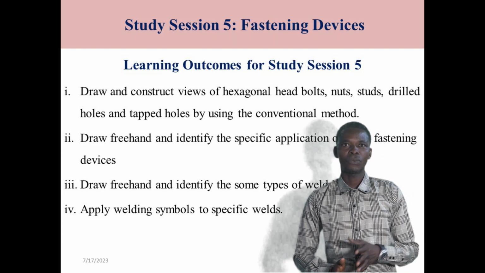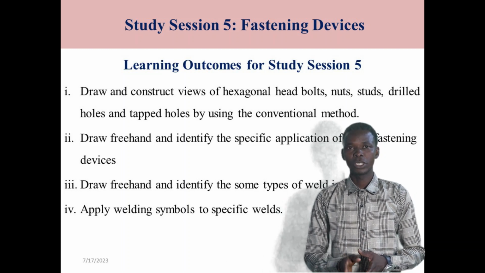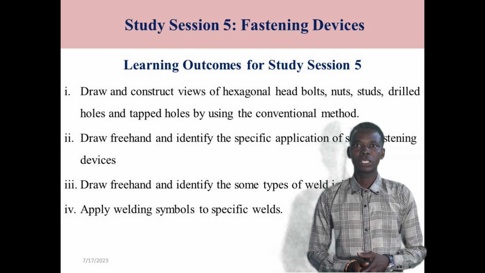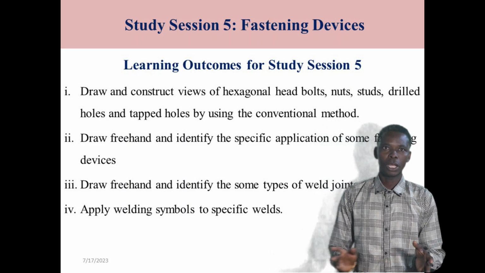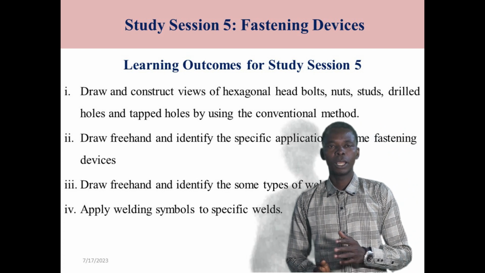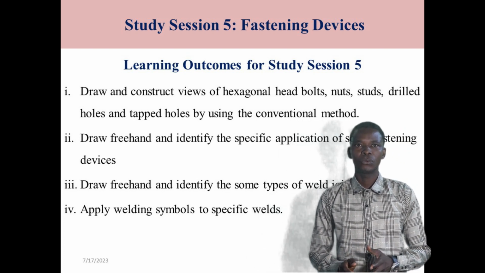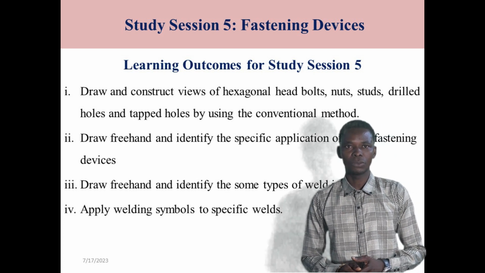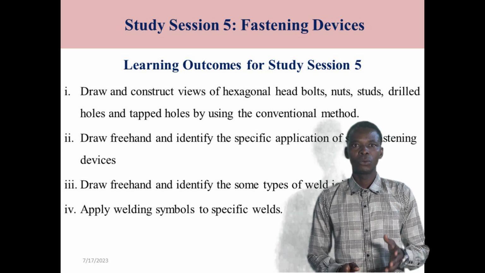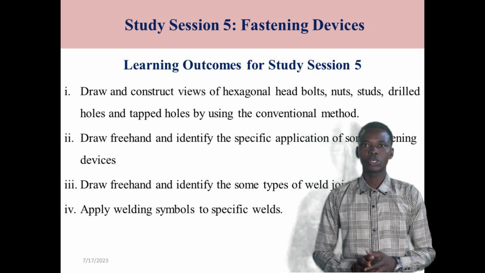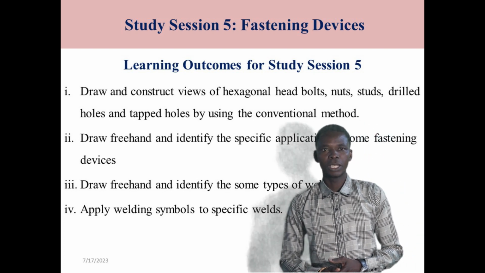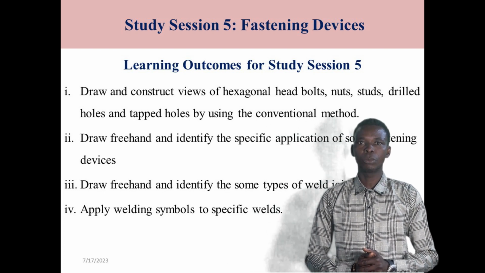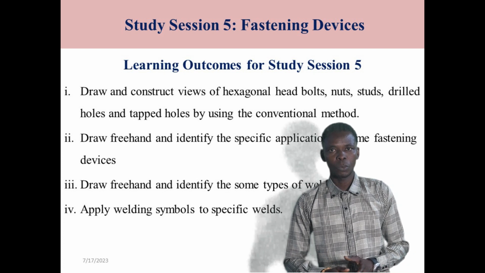Study section 5, fastening devices. At the end of this study section, you should be able to draw and construct views of hexagonal head bolts, nuts, studs, and so on and so forth. The second learning outcome is drawing freehand and identifying the specific application of some fastening devices. The third one is drawing freehand and identifying some types of weld joints. Then the last learning outcome, which is 4, is applying welding symbols to specific welds.